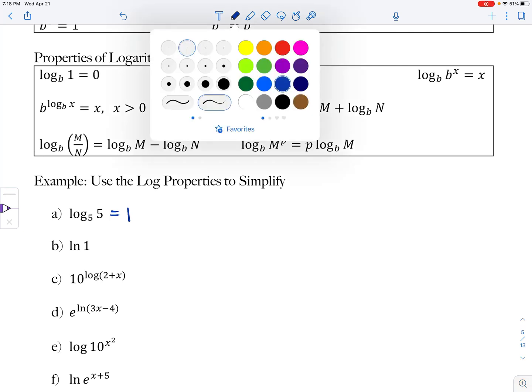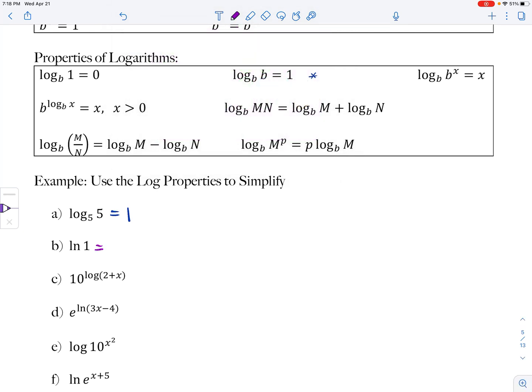Natural log of 1, well, natural log is base e, so you would think e to what power is equal to 1, and that would be 0. And really, anytime you're taking the log base anything of 1, that's going to be 0. So that's this first property up here. It doesn't matter what the base is, because in order to make the base equal to 1, you would have to raise the base to the 0th power.